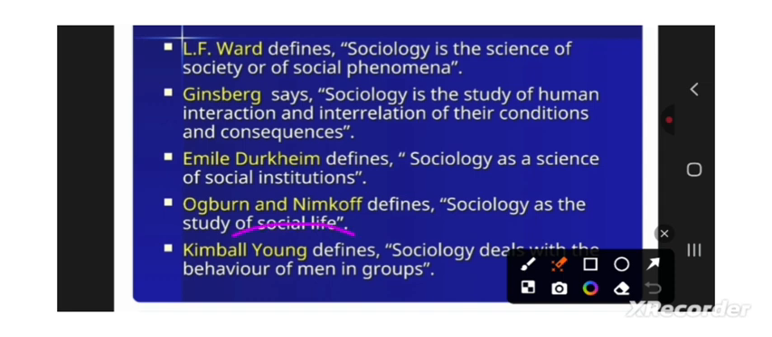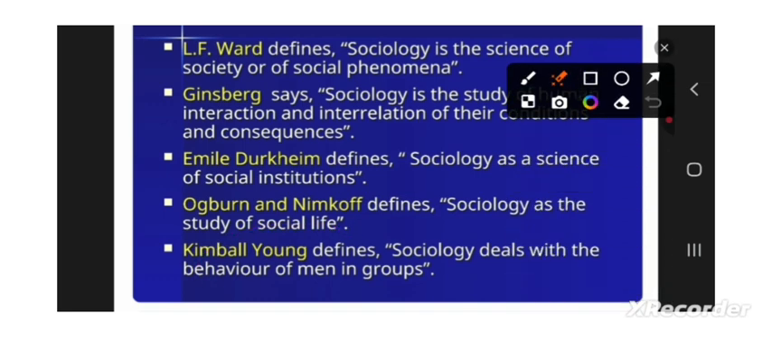Kimball Young focused on the individual within the group, stating that sociology deals with the behavior of men in groups. This highlights the core sociological interest in understanding how group dynamics influence individual actions and vice versa, differentiating it from psychology, which often focuses solely on the individual.